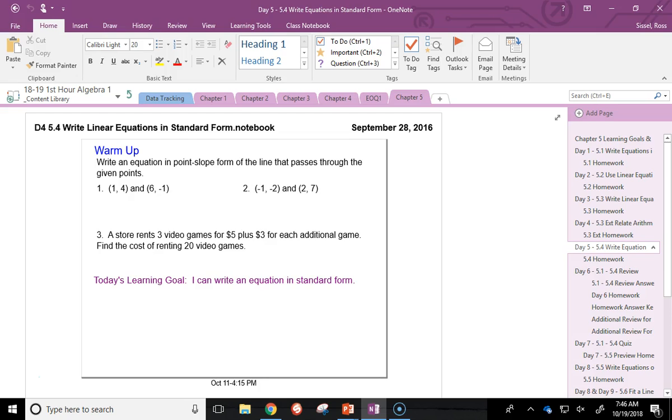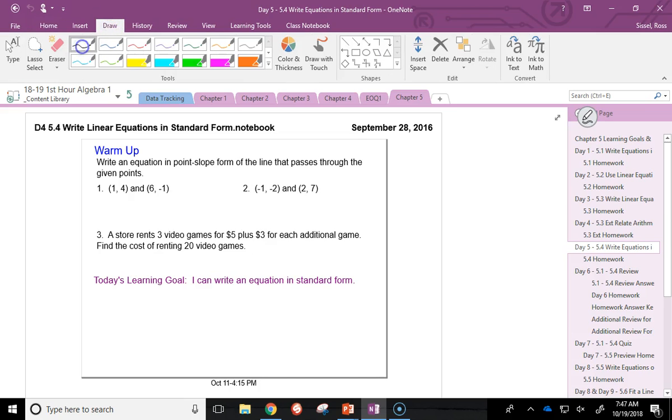Okay, so the first thing, we're going to look at our warm-up. It says, write an equation in point-slope form of a line that passes through the given points. So we look back at point-slope form, and what they're asking us. Point-slope form, remember, is y minus y1 equals m times x minus x1. So how do you think we do number 1? Katie?